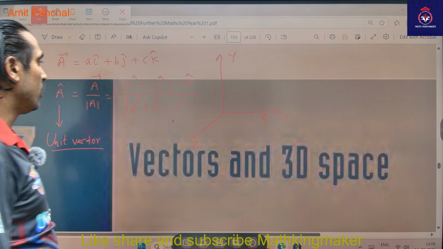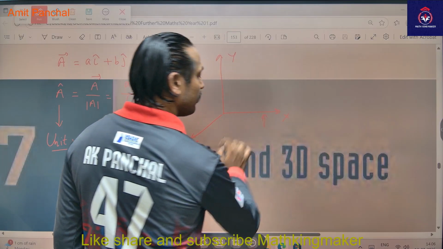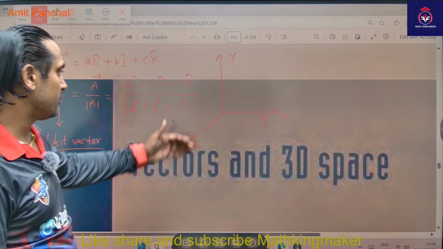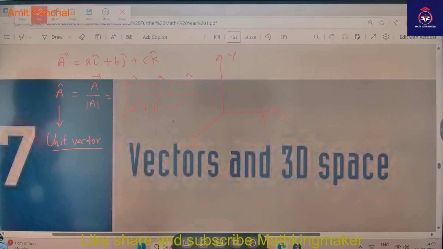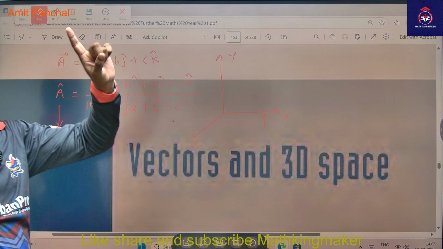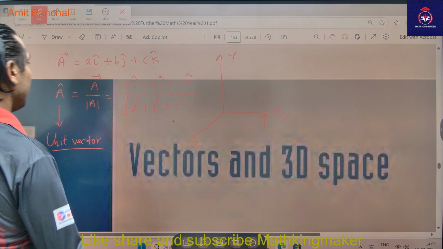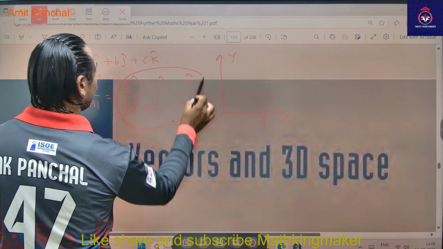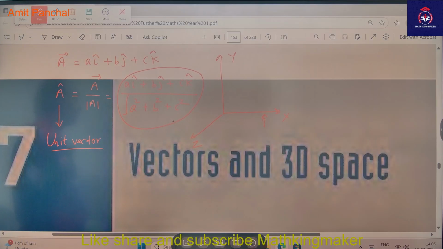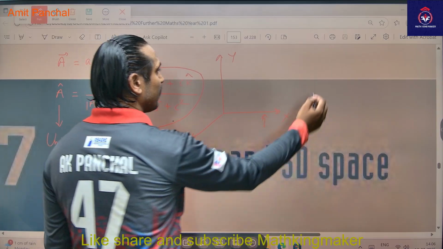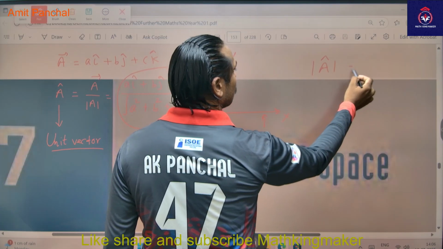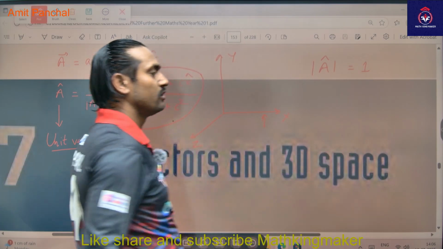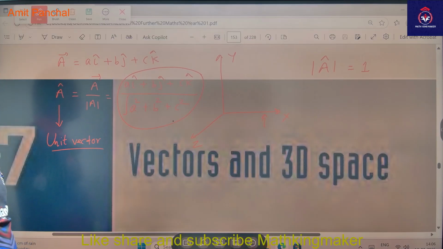So what is this i cap indicating? It indicates that this vector is along the direction of x, and the magnitude of a unit vector is always 1. If you find the magnitude of this vector, you will get 1, isn't it? So the magnitude of a unit vector is always 1. That is the meaning of unit vector.